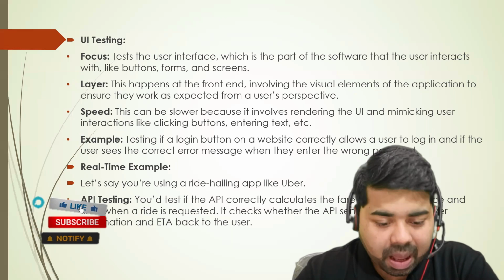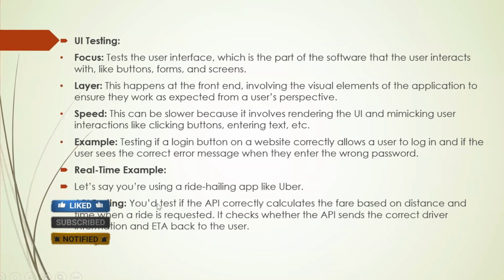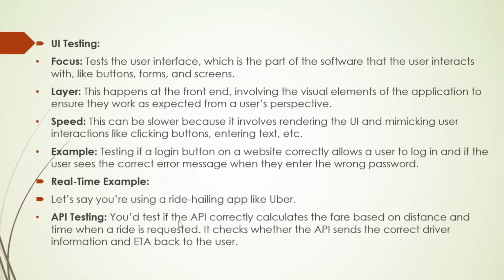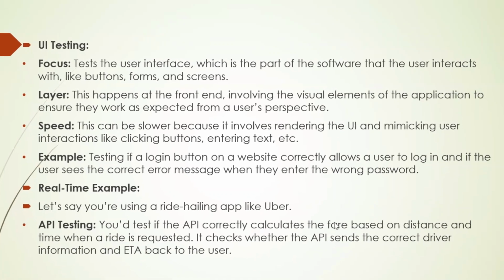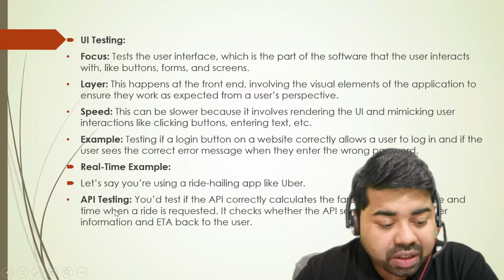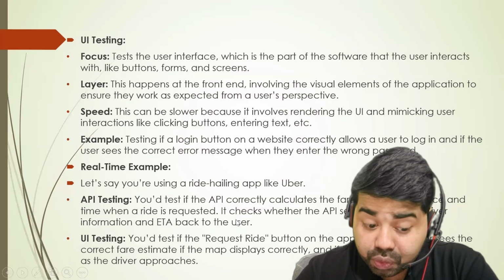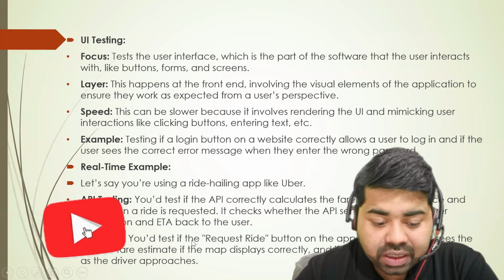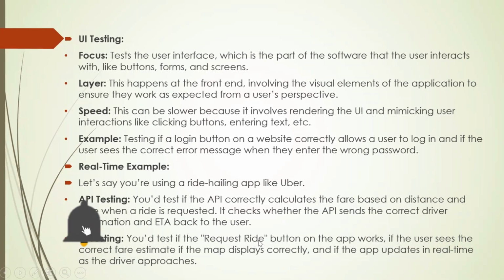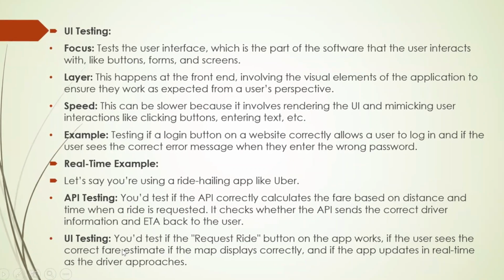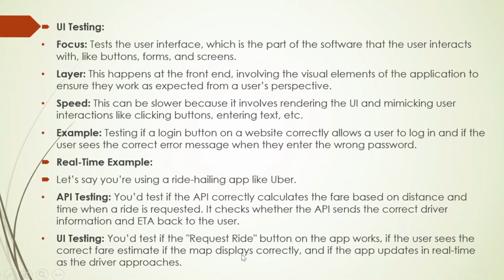Suppose I am using the Uber app, right? For the API, we test whether it correctly calculates the fare based on distance and time when a ride is requested. It checks whether the API sends the correct driver information and ETA back to the user. But in the UI, what can we test? You have to test the request ride button, that user interaction, whether it works fine or not, whether the user sees the correct fare estimate, and whether the map displays correctly.